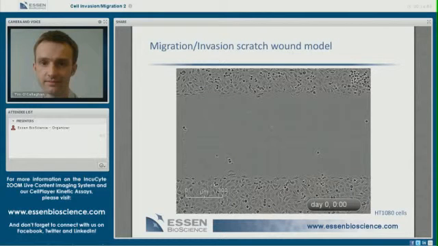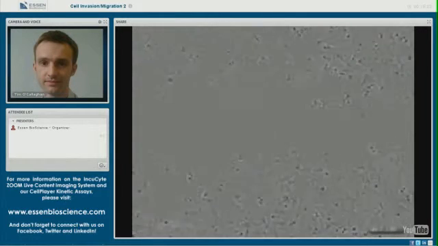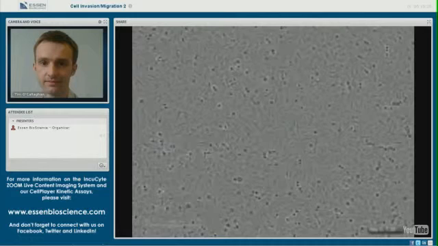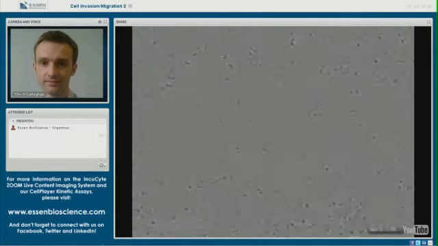The wounded plates are placed within InvasionMigration Zoom and imaged at regular intervals, for example, every 2 hours or 3 hours over the course of the assay. The user has a choice of 3 objectives to acquire the images, a 4x, a 10x, or a 20x. And the images can be concatenated into movies of cell migration or invasion. This is a movie illustrating HD1080 migration over plastic. If I play it, you should be able to see cells moving uniformly into the wound area.